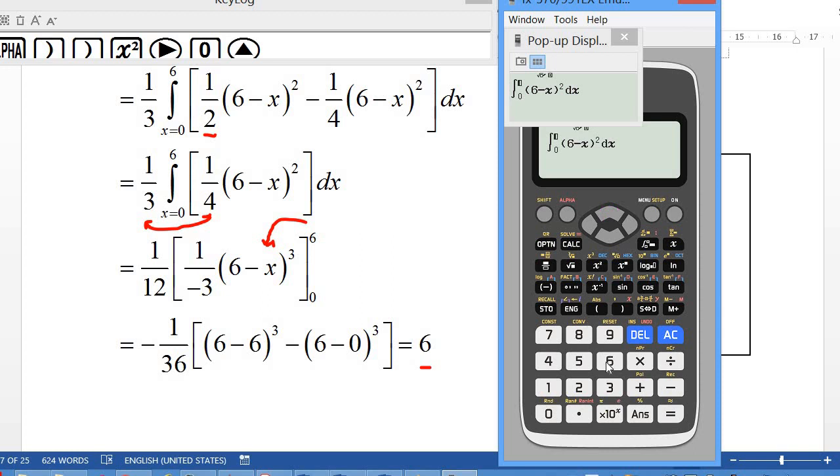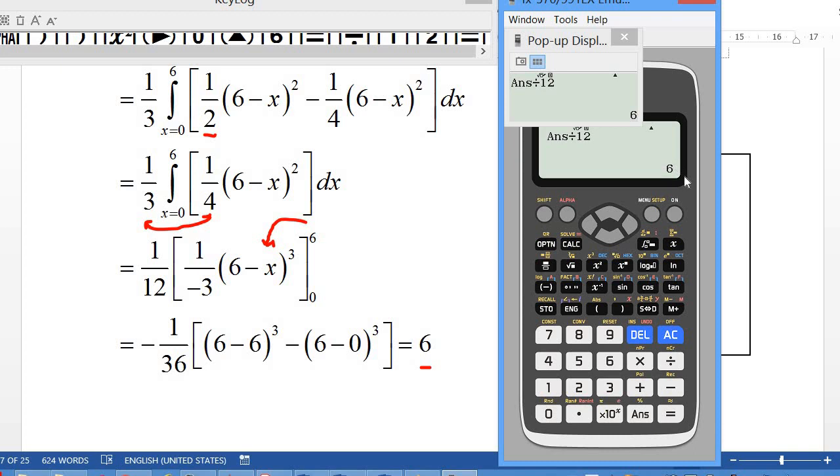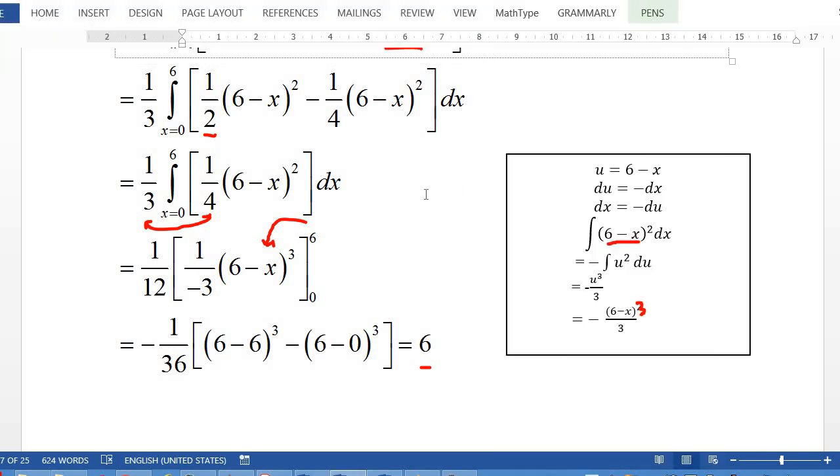0 to 6. 72, and then we have actually here divide by 12. So the answer is 6. This is using the scientific calculator, in case you forgot, how to integrate.